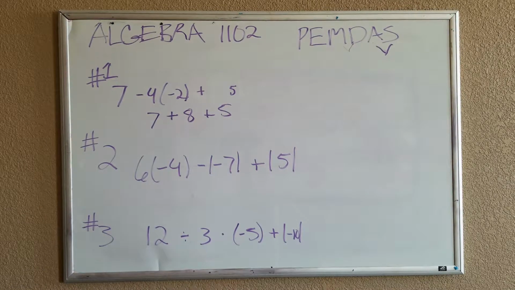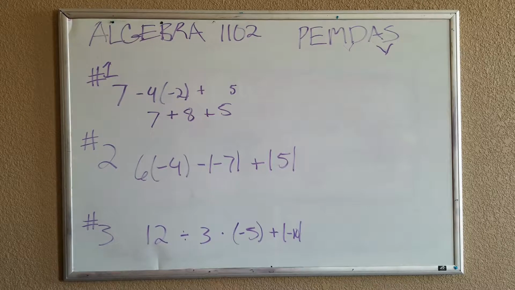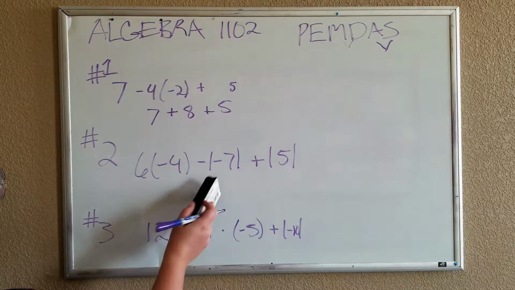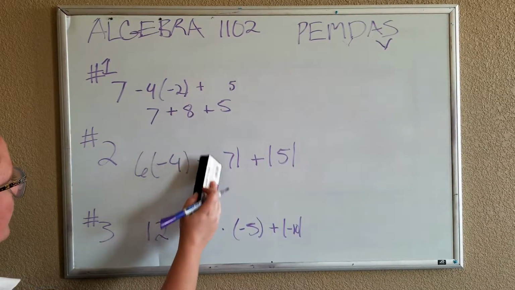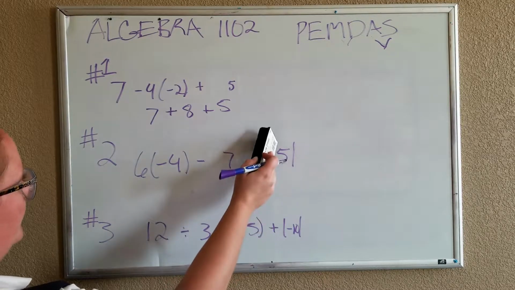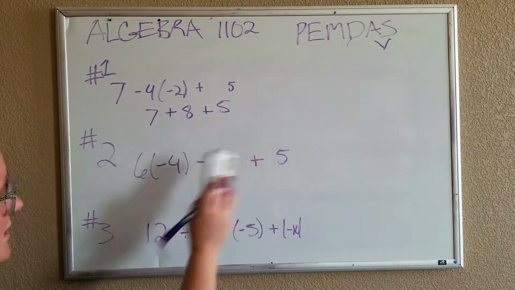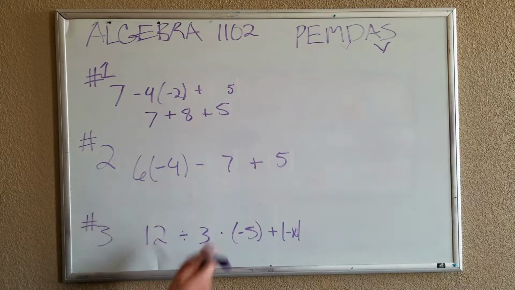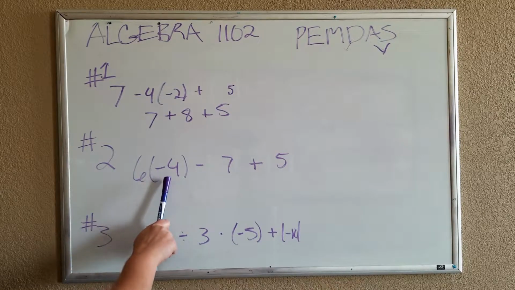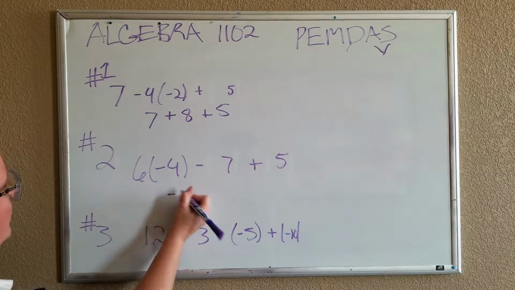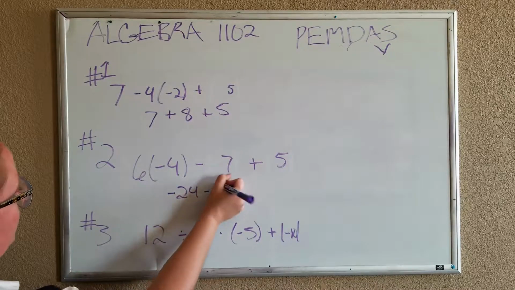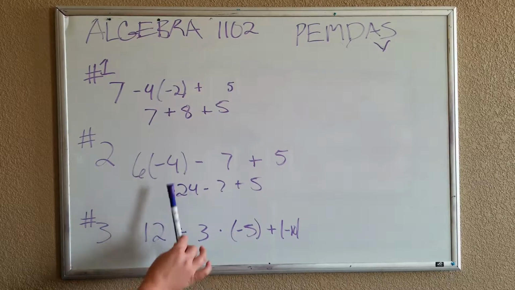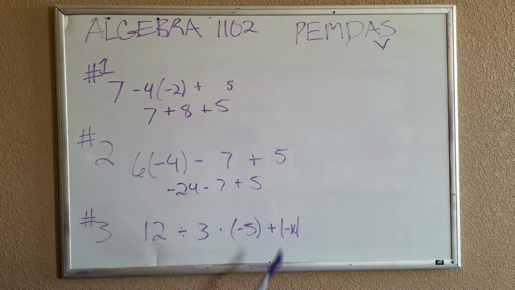All right, next problem. Again, we don't have any sets of parentheses with operations inside of it, but we do have some absolute value. So this is a -7. We're going to get rid of these absolute value signs. That's actually +7. And the same thing here. It's just 5. It doesn't change to -5. It just stays 5. Again, any multiplication and division. Right here we have multiplication, 6 times -4. Remember, a negative times a positive gives you a -24 minus 7 plus 5. So again, addition and subtraction, you're just going to say -24 minus 7 plus 5 in order.